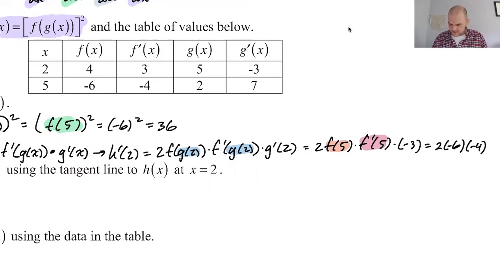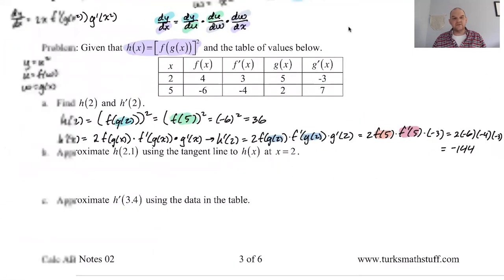The worst part about these is that it's very hard to check them. Like, I'm not going to be able to just bust out the calculator and get it. So what is this? Negative 12 times 12, negative 144. So I'm getting negative 144. I think that is the final value of h prime of 2.